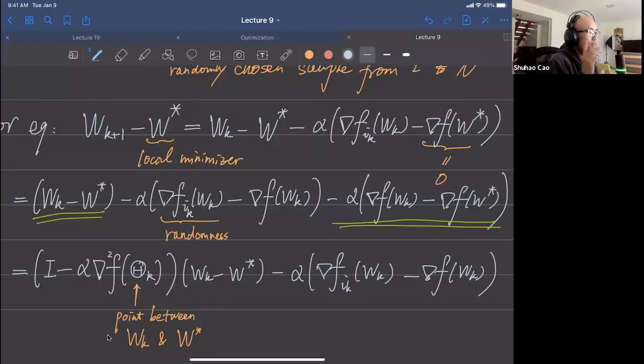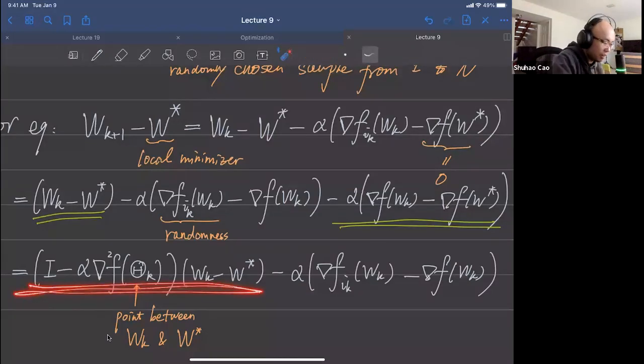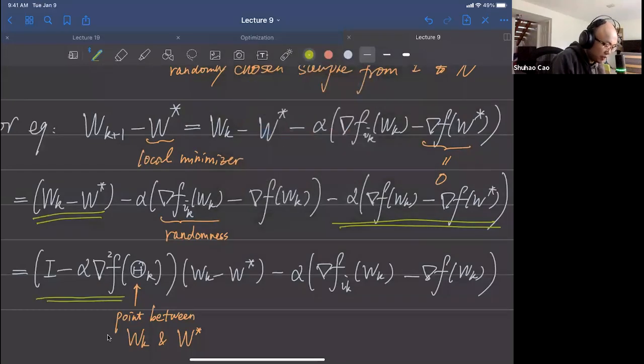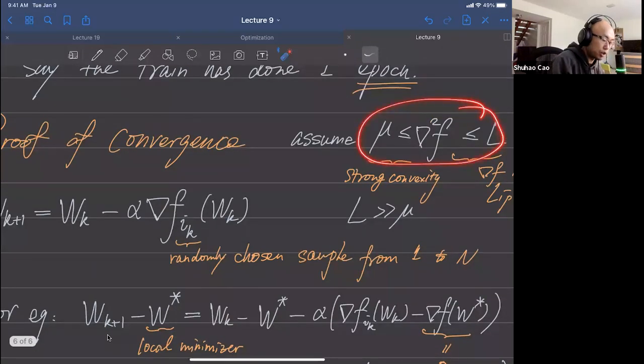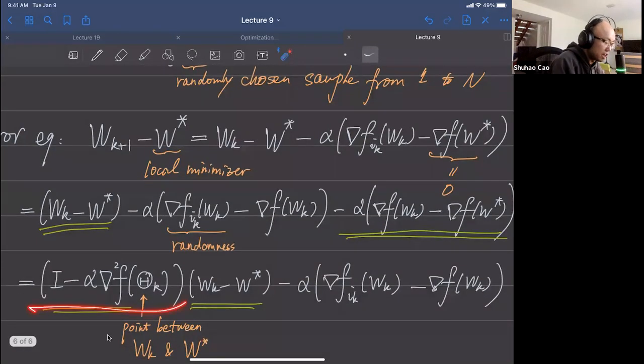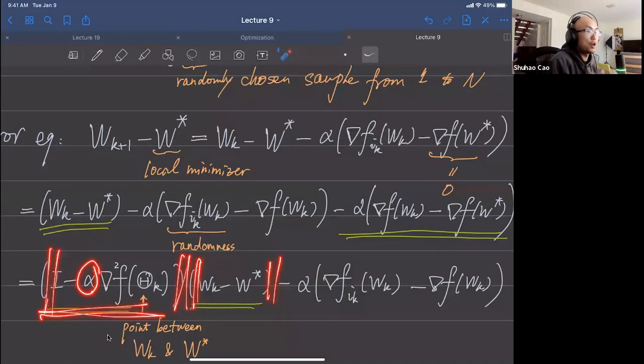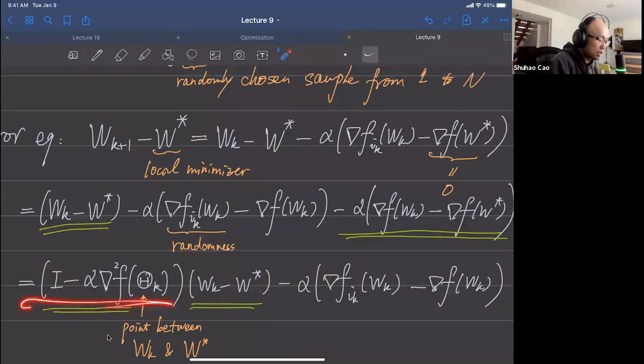If we only have this term, it's a gradient descent, and it's convergent, because we have Lipschitz continuity and strong convexity. When we use the Cauchy-Schwarz inequality on this, we can show that when alpha is chosen sufficiently small, this will be a contraction.